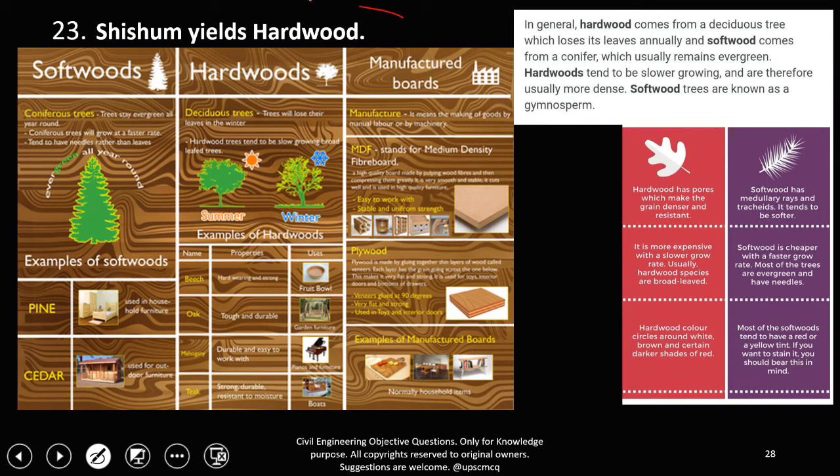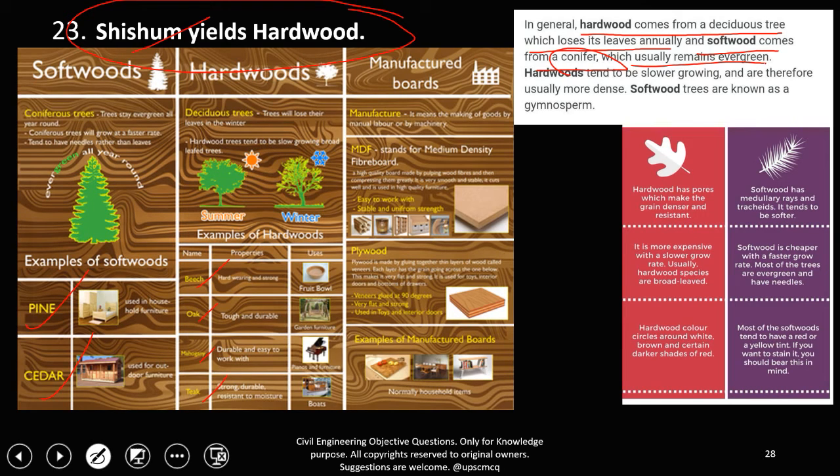Now, shisham, it is a tree that yields hardwood. Now, this is also a potential question that arises or comes frequently in the examination, that which tree yields hardwood and softwood. Therefore, example of softwoods could be pine, cedar, and hardwood as beech, oak, mahogany, teak, and also shisham. And one more thing, hardwood comes from a deciduous tree which loses its leaf annually, and softwood comes from a conifer, alright, which remains evergreen.